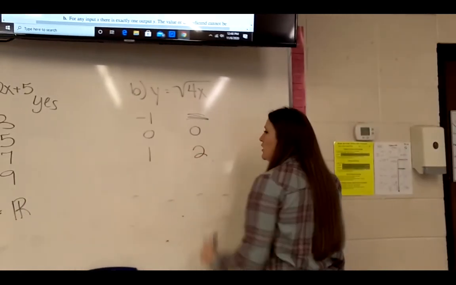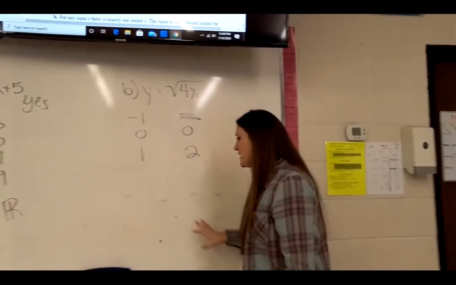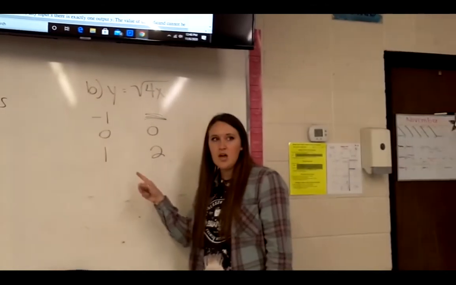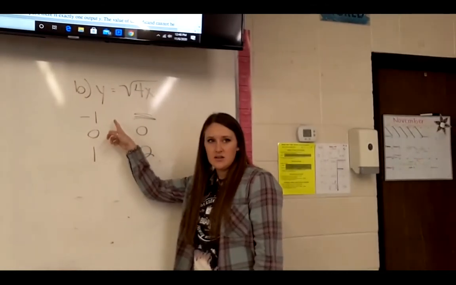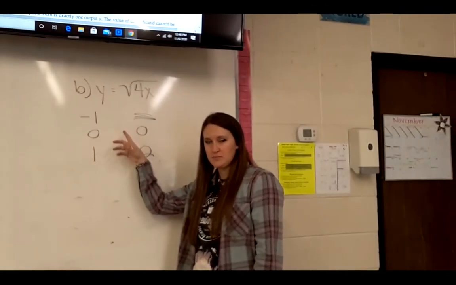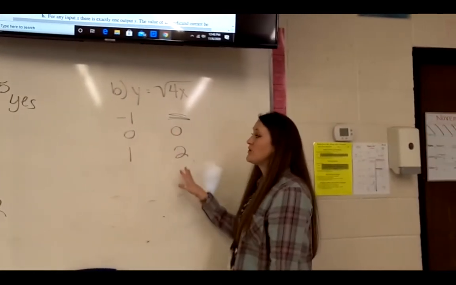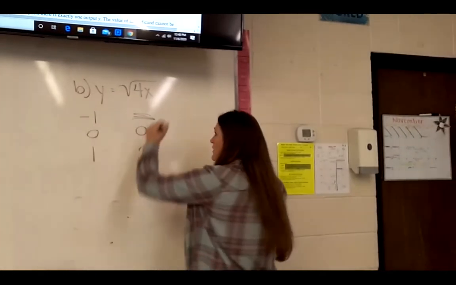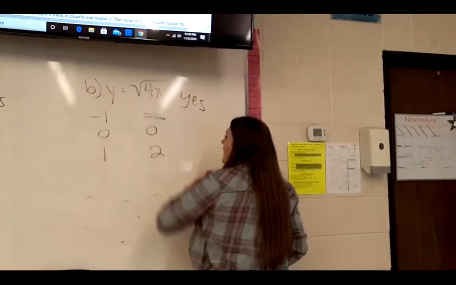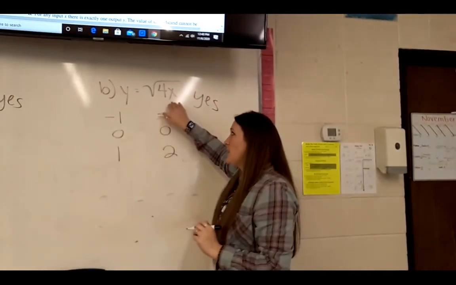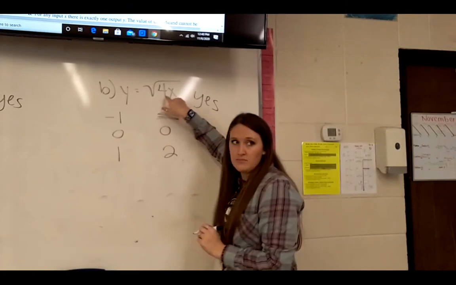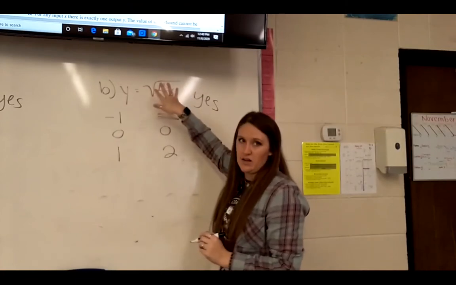So if I keep going positive numbers, I'm going to keep getting numbers. It's when it's negatives that it doesn't work, right? So that means this is still a function because we're still getting different numbers every time. So it is still a function. It's just my domain cannot be negative numbers, right? Just because we cannot have a negative in there.